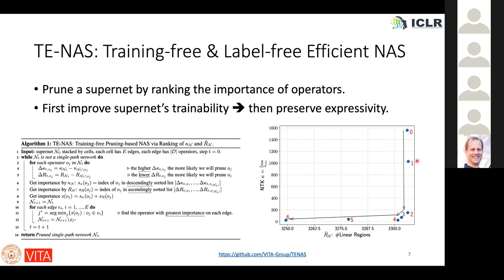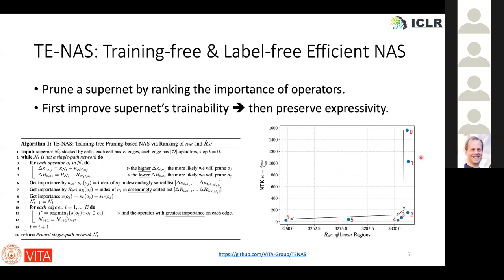In the pattern here, we can see that the pruning-based method first tries to reduce the NTK condition number, which means that we are increasing the trainability of the supernet, and then we slightly reduce the number of linear regions. The reason behind this pattern is quite easy to understand. We know that there are many useless or less important operators in the DARTS space. For example, the zeros and the pruning, and some of the skip connections are actually redundant.